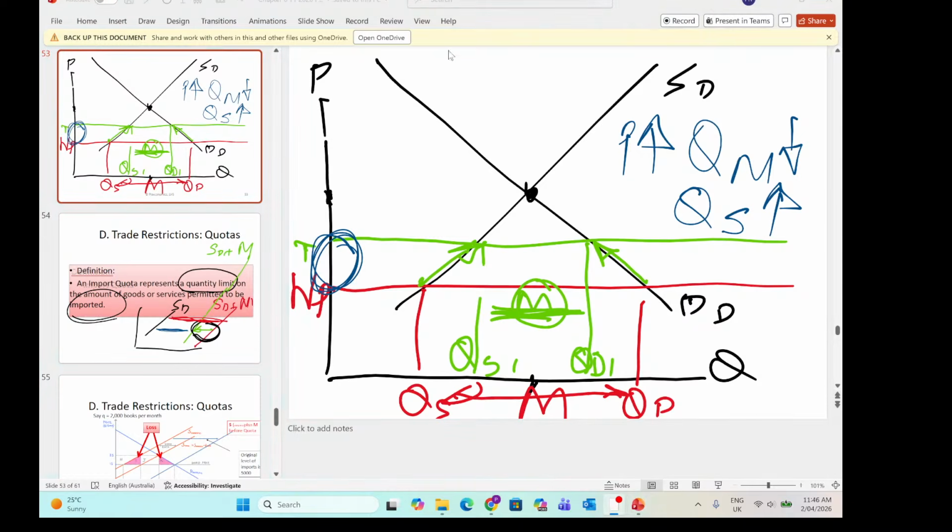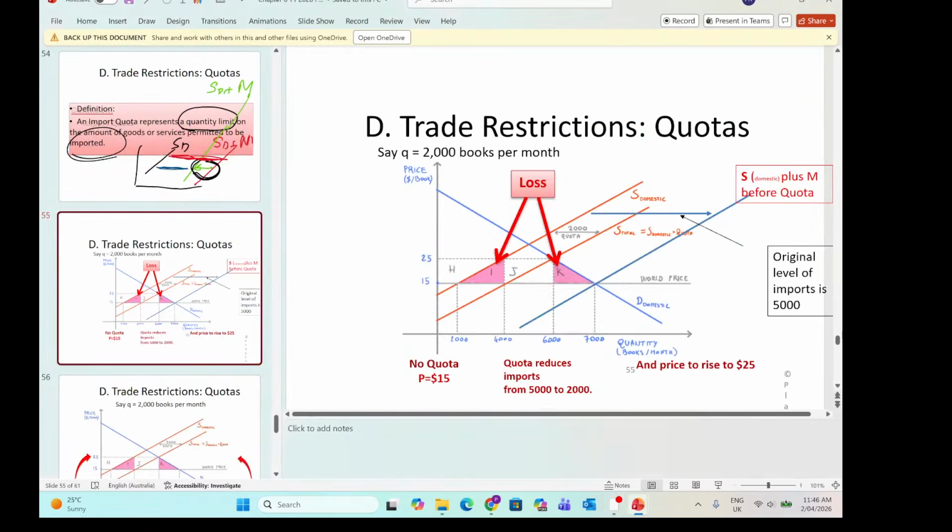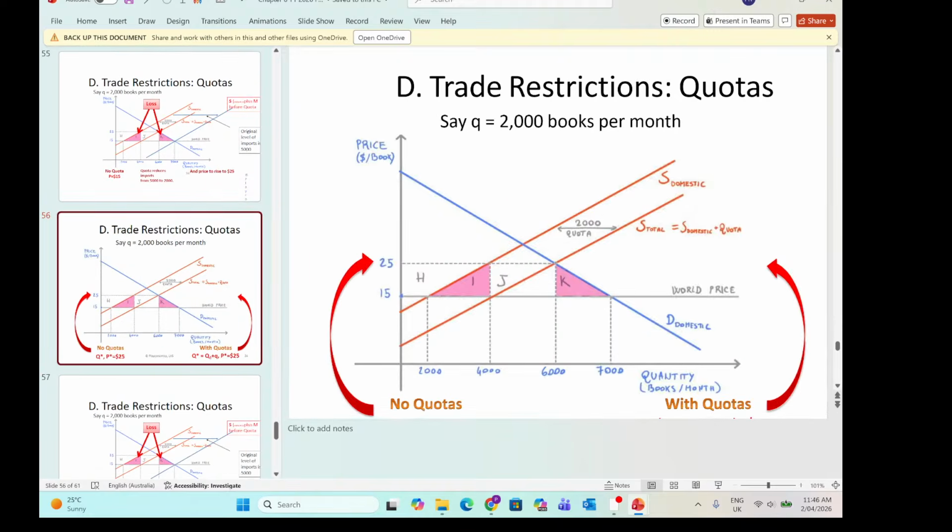Now, the reason I wanted to do the summary of the tariff is because when we apply the analysis to the quota, it's going to do a similar thing. Now, I've got diagram 3 here, but I'm actually going to go one.